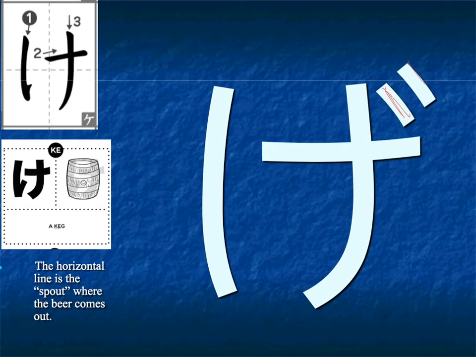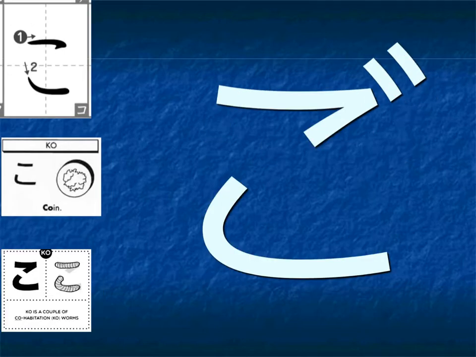Ge is ke with the ten-ten. Sorry, ke with the ten-ten is ge. And for this one, of course, ko with the ten-ten is go.